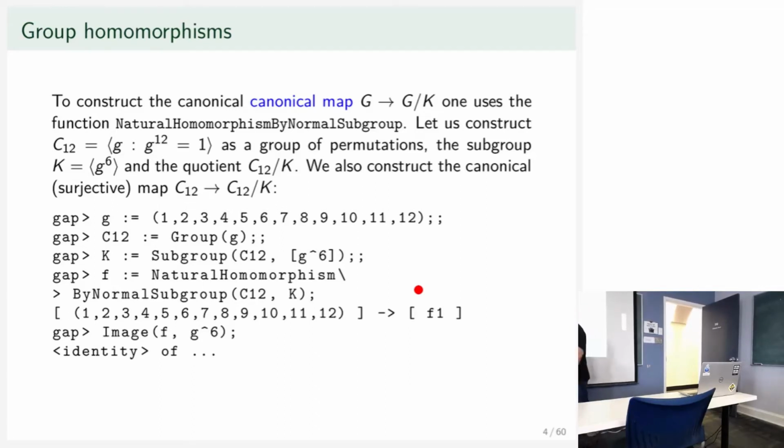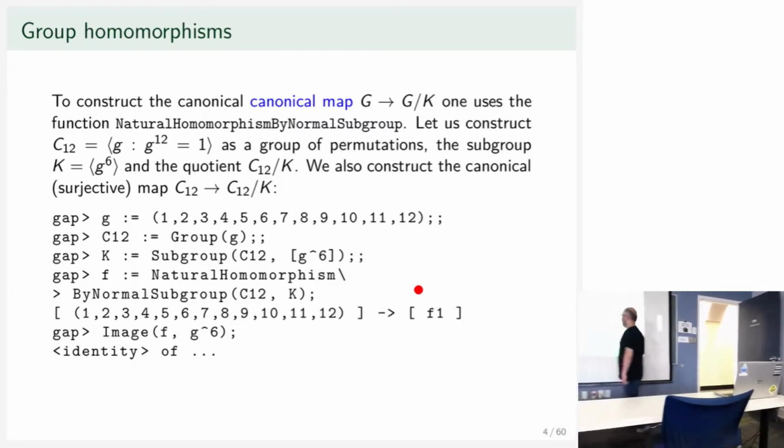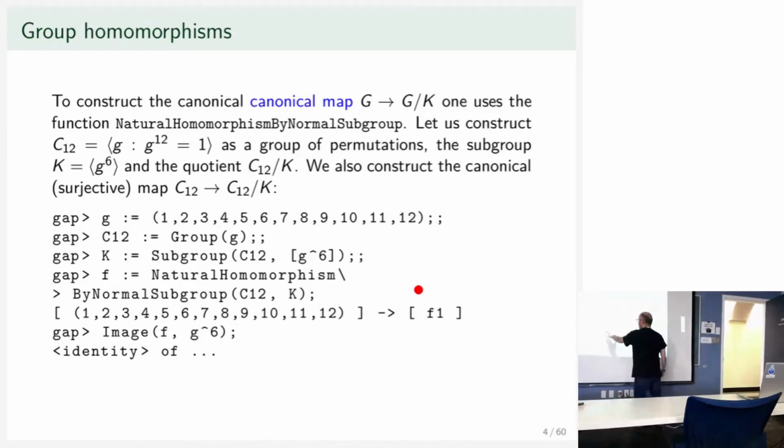Okay. Then I define K as the subgroup of C12 generated by this power of G. And then I define M as the natural homomorphism by normal subgroup, given by these two, G and K. And what you get is this homomorphism. So the generator is mapped to this crazy element that I don't understand. Okay, because for this I have a presentation which is difficult to understand, but it doesn't matter, right? It has generators, and this G is mapped into the first generator. Okay, and then I can test something. For example, that G^6 should be inside the kernel, which is clear, right? And it is, right?